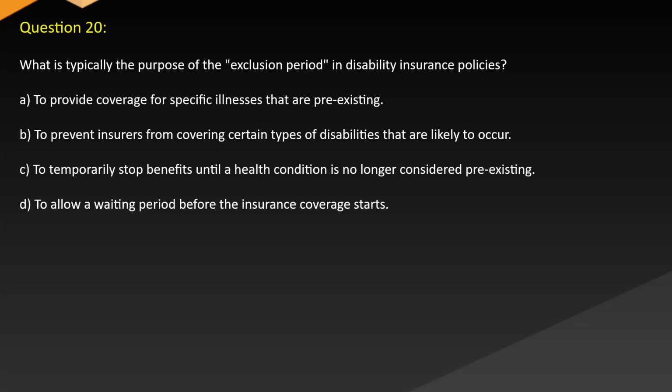Question 20. What is typically the purpose of the exclusion period in disability insurance policies? A. To provide coverage for specific illnesses that are pre-existing. B. To prevent insurers from covering certain types of disabilities that are likely to occur. C. To temporarily stop benefits until a health condition is no longer considered pre-existing. D. To allow a waiting period before the insurance coverage starts.